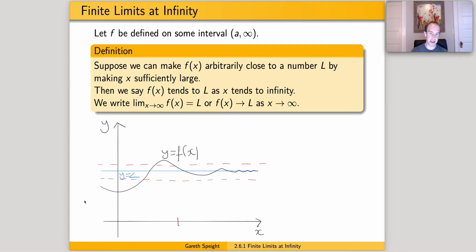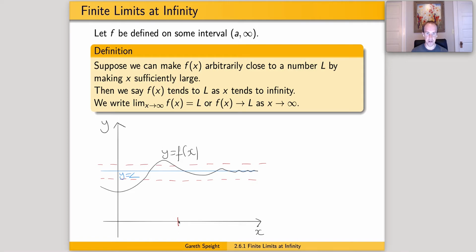So here is the idea in a picture. We're saying that f of x should tend to L as x tends to infinity. And that means f of x can be made arbitrarily close to a number L. So here is L on the y-axis. And arbitrarily close to L would mean whatever band we draw around y equals L, the graph eventually is going to lie inside there. I don't care for this example it does, right? However narrow that band we draw, we can make the graph stay inside provided x is sufficiently big.